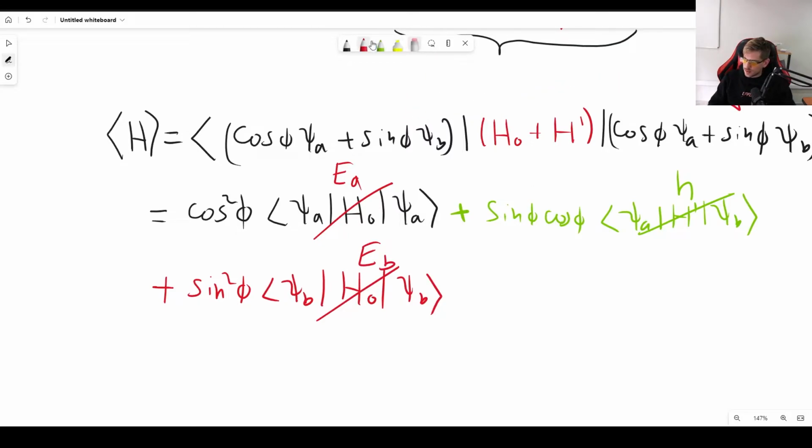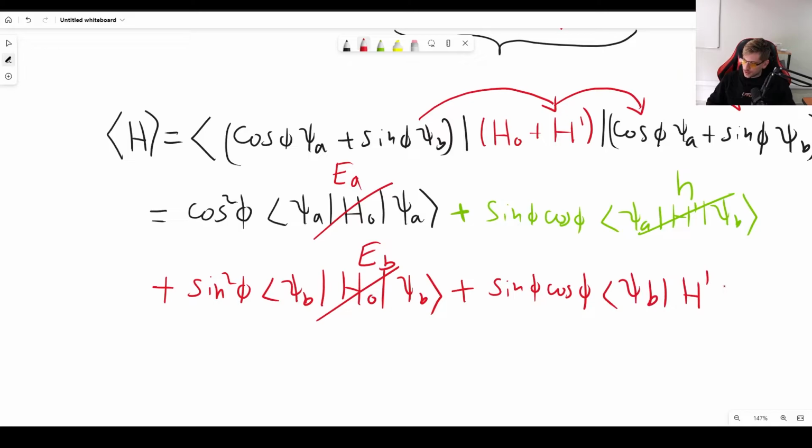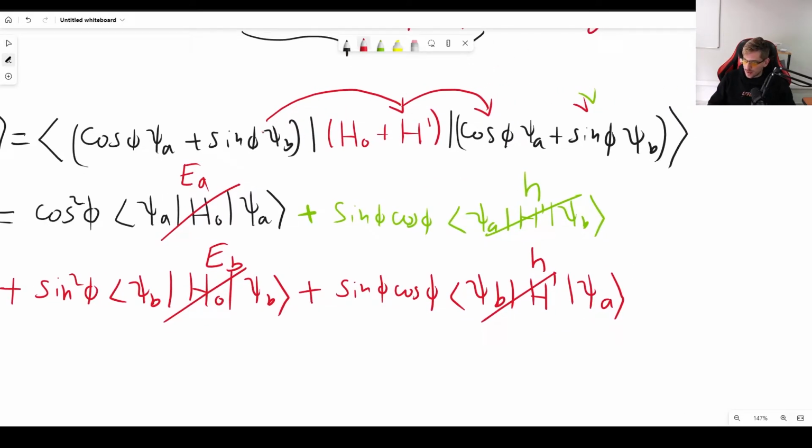Now the next one is sine times H prime times cosine. So we get plus, and here what do we have? We have sine of phi cosine phi times psi B H prime psi A. So in this case, this thing here is simply H. Yeah. And there's two terms that I haven't multiplied yet, which is, I believe, sine times the H0 part.